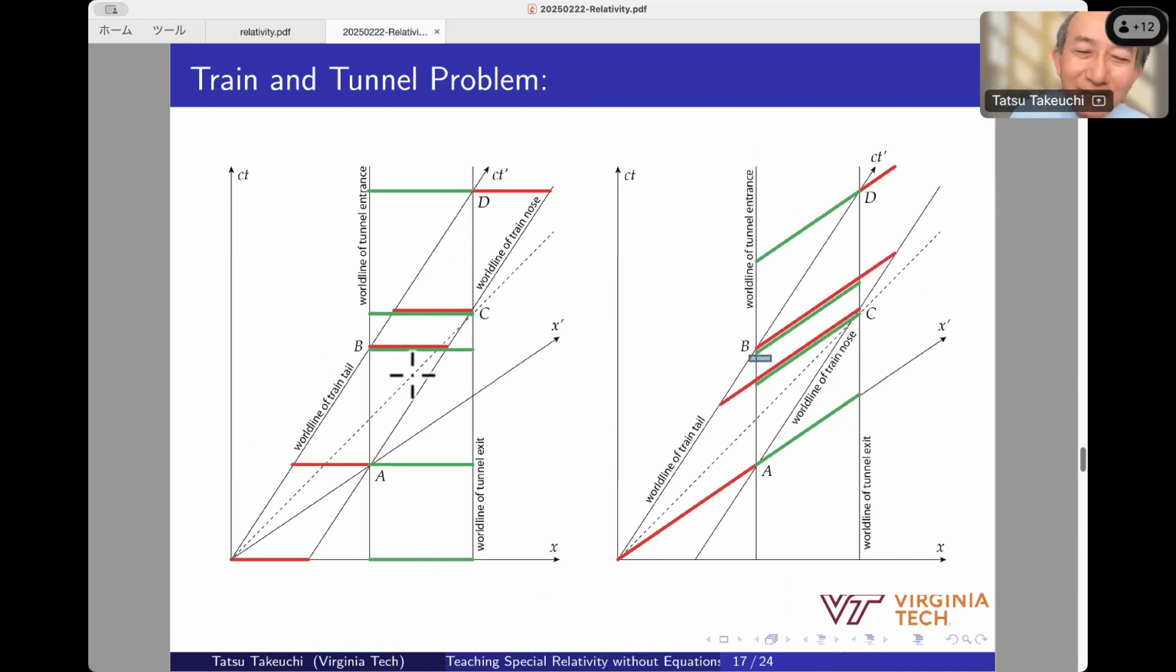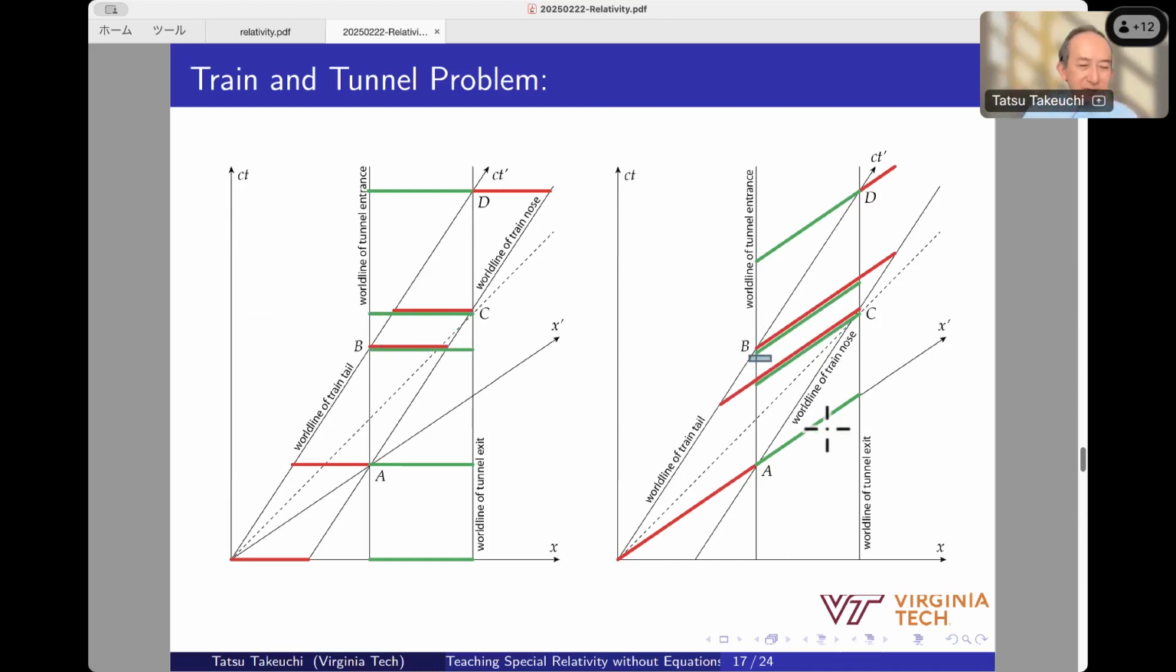Okay, in one frame, the train is shorter than the tunnel, and therefore B happens before C. So in between B and C, both doors are closed, and the train is completely fitting inside the tunnel. But in the train frame of reference, the train is much longer than the tunnel, but C happens before B, so there isn't a single time at which both doors are closed. And that is the resolution to the problem.